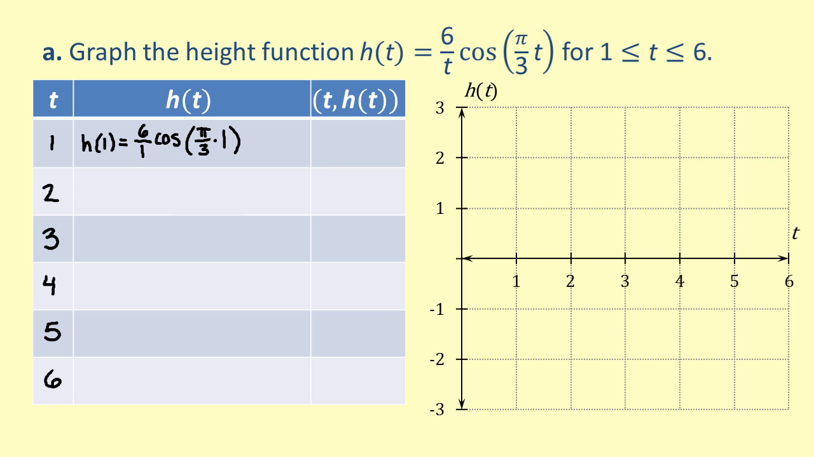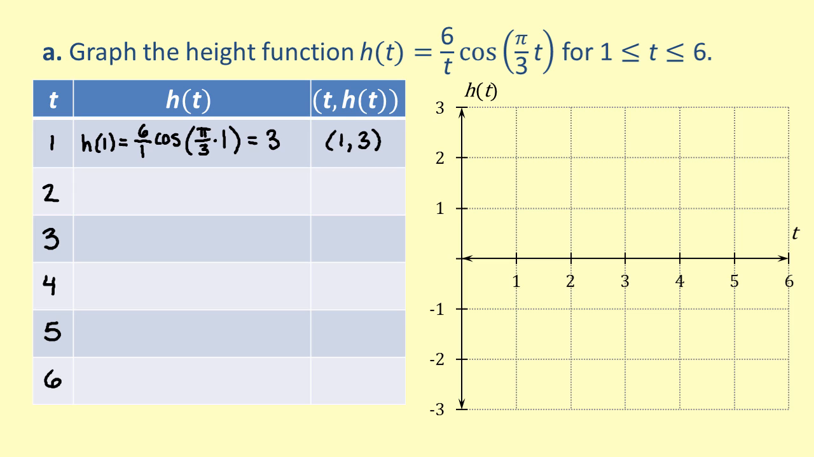Notice that cosine of pi over 3 is equal to 1/2. Thus, 6 times 1/2 is 3. The point we generate, which will be used to graph the height function later, is (1, 3), because the x-coordinate is represented by time and the y-coordinate is represented by the height of the object after a given time.